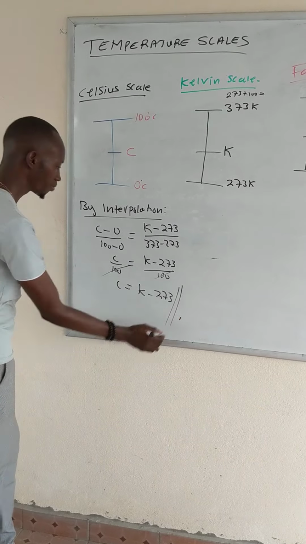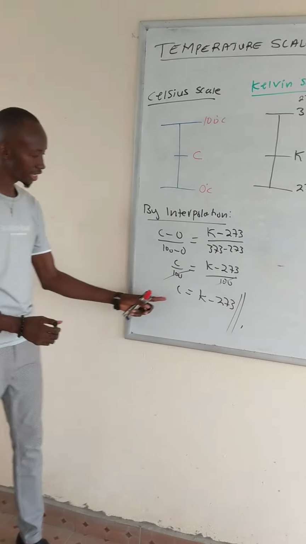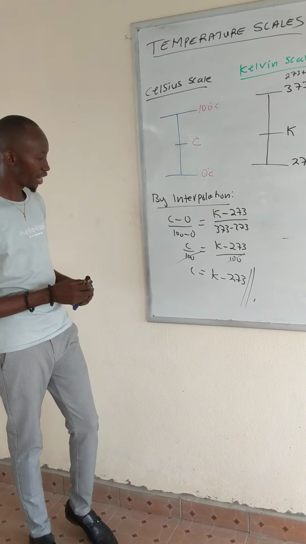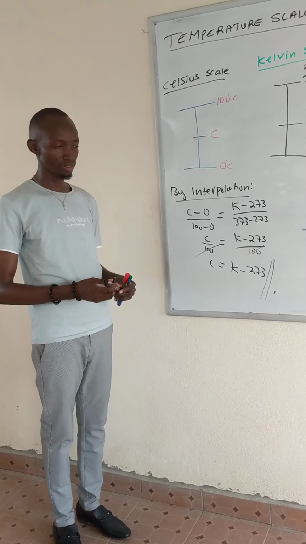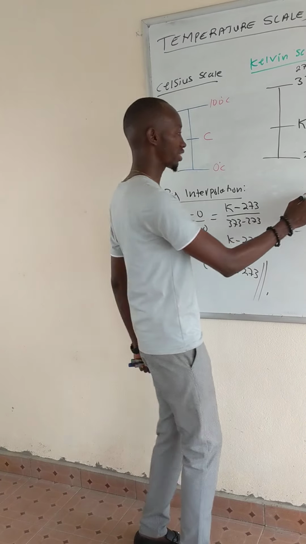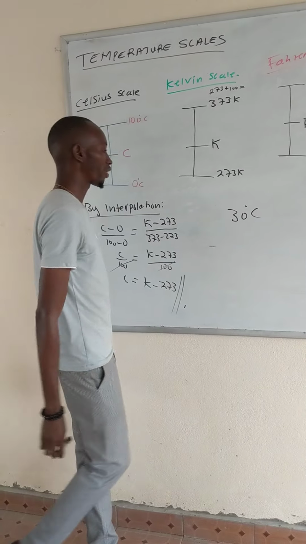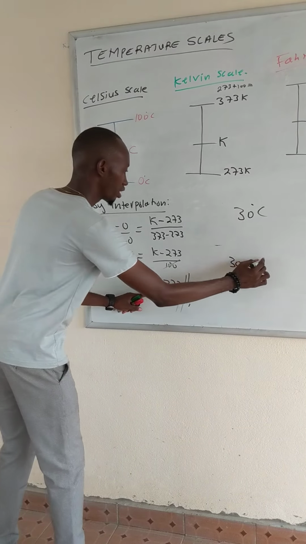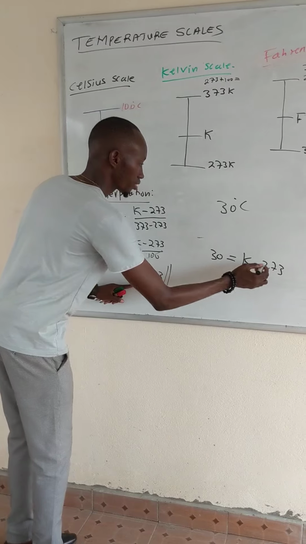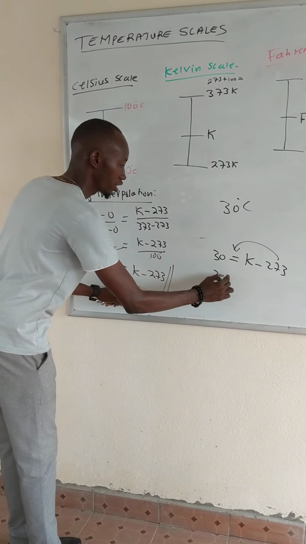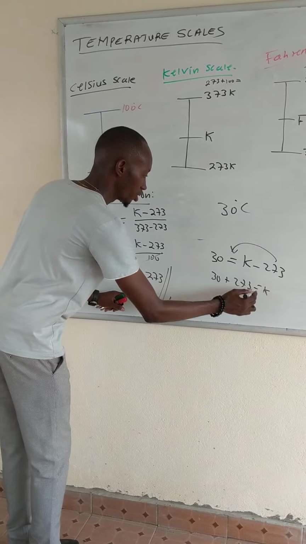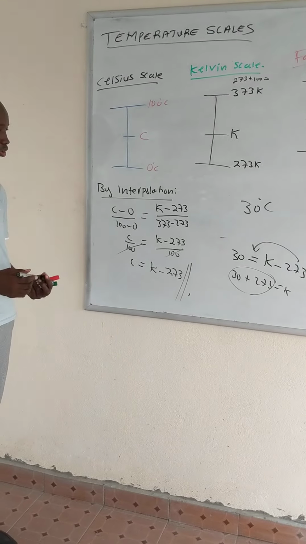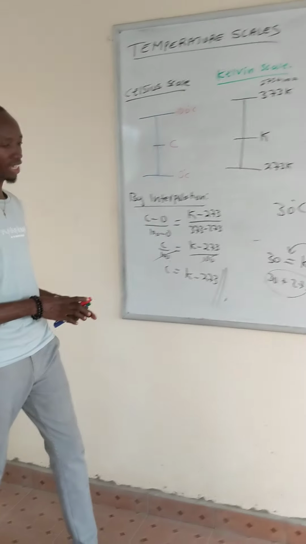This is the relationship that connects the Celsius scale to the Kelvin scale. Suppose you are required to convert Celsius to Kelvin. If you are given, say, 30 degrees Celsius, how can you convert it to Kelvin? Just put 30 here, equated to K minus 273. Therefore, you transpose: 30 plus 273 equals K. When you add, that gives you your Kelvin. This is the relationship that connects the Celsius scale and the Kelvin scale.